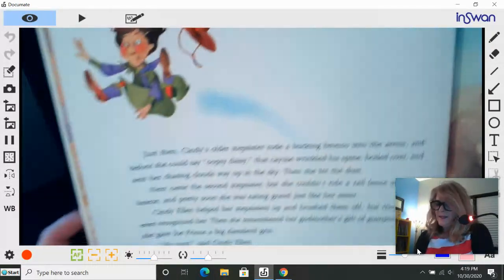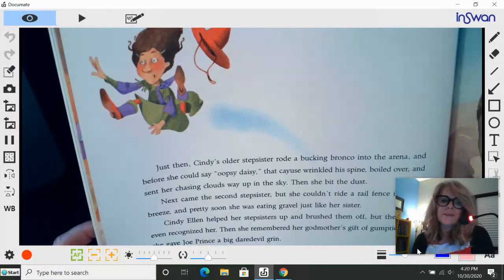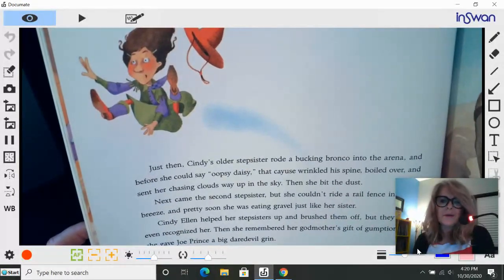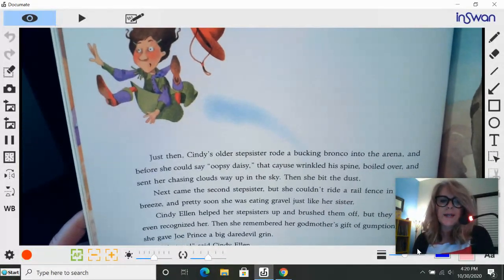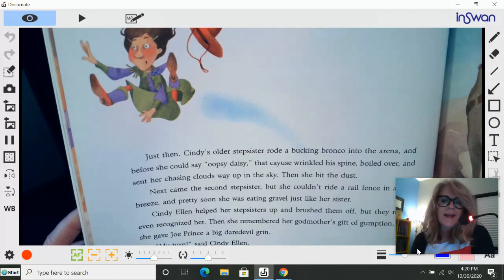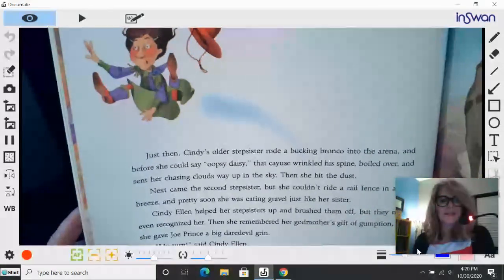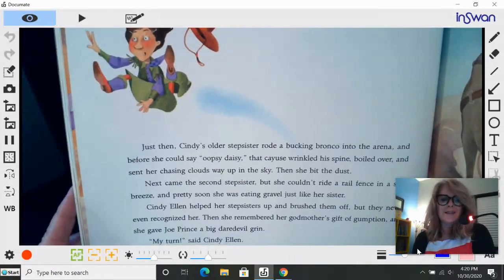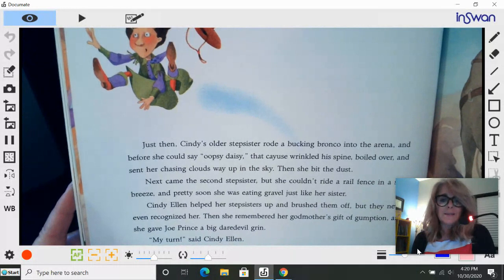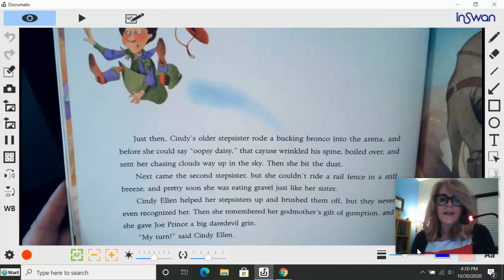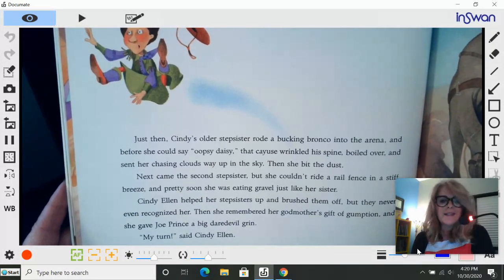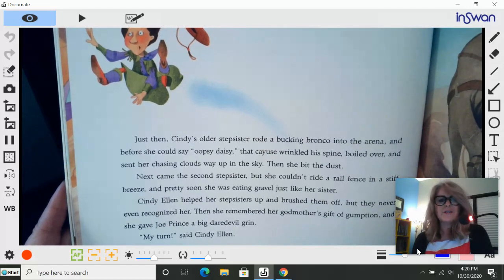Just then, Cindy's older stepsister rode a bucking bronco into the arena, and before she could say oopsie daisy, that cayuse wrinkled his spine, boiled over, and sent her chasing clouds way up in the sky. Then she bit the dust. Next came the second stepsister, but she couldn't ride a tail fence in a stiff breeze, and pretty soon she was eating gravel just like her sister.